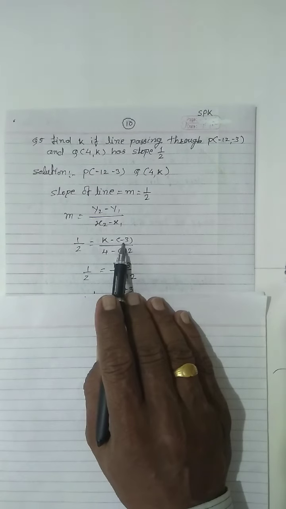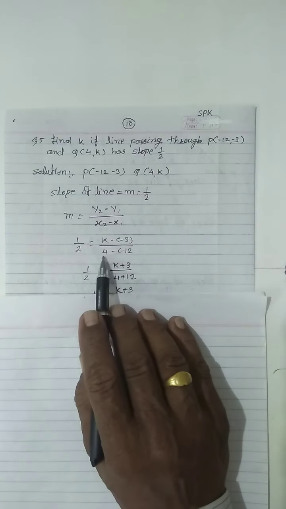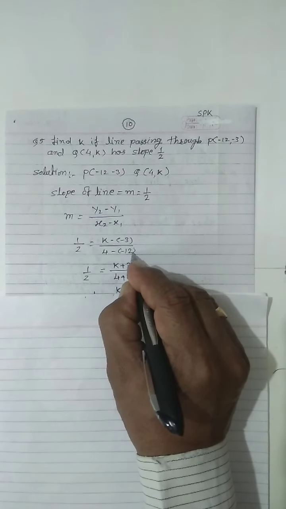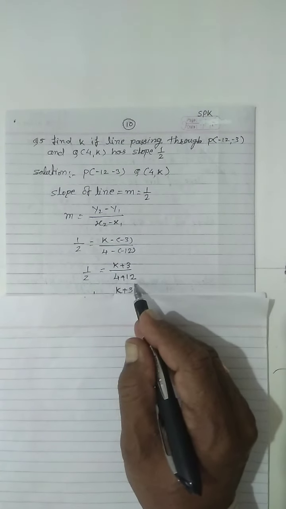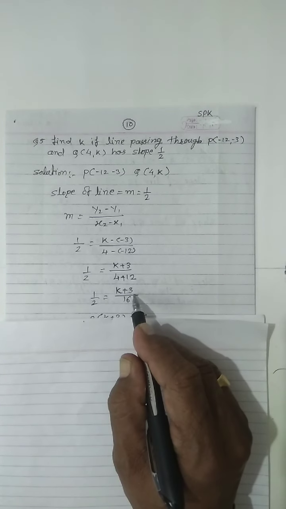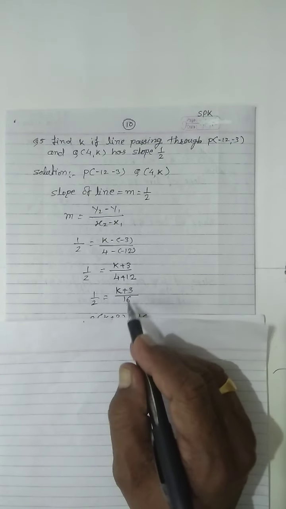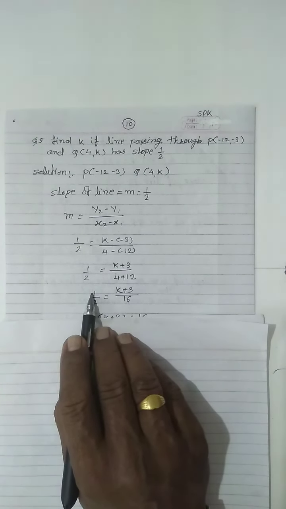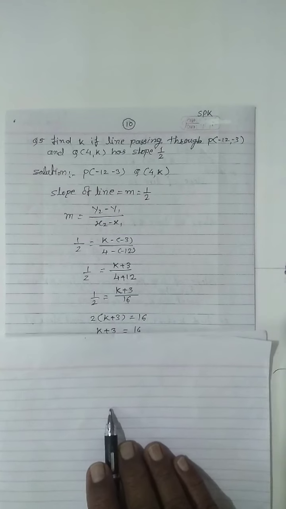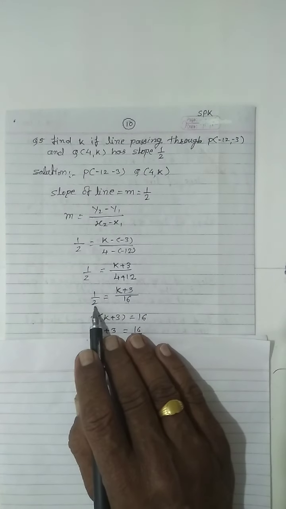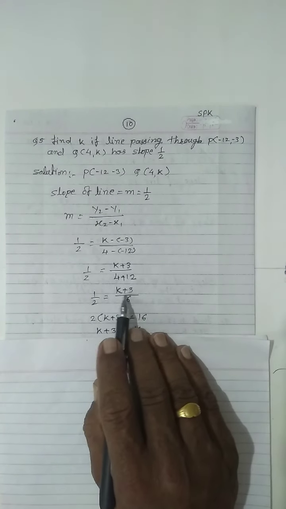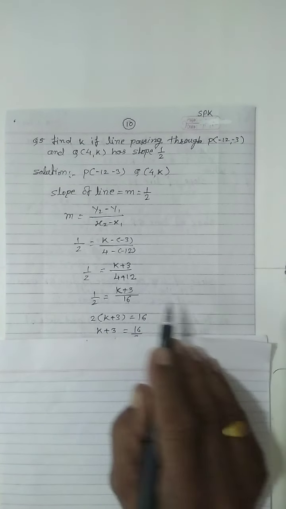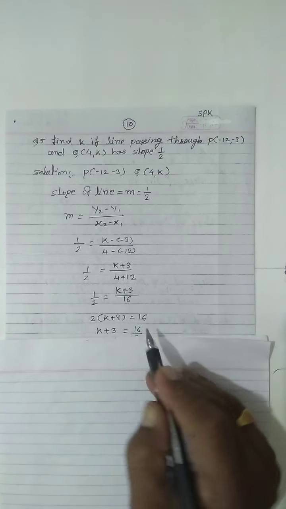K minus minus 3 means k plus 3. Then 4 minus minus 12 means again plus 12, 4 plus 12. Then 1 by 2 as it is, k plus 3 divided by 4 plus 12, which is 16. Then this 16 goes to the left side and multiplies with the 1, that is 1 into 16 is 16. Then this 2 goes to the right side and multiplies with k plus 3, that means 2 into (k plus 3).